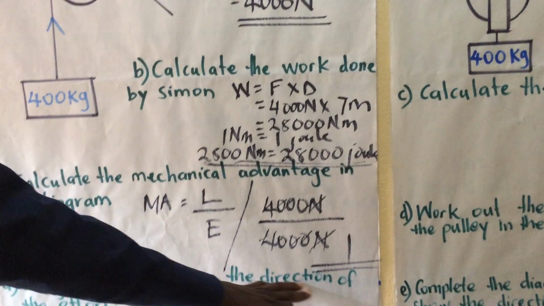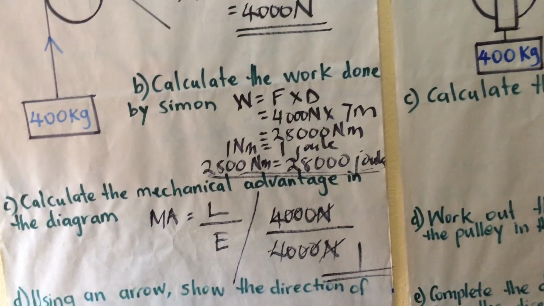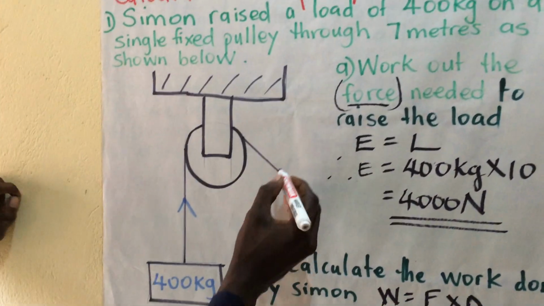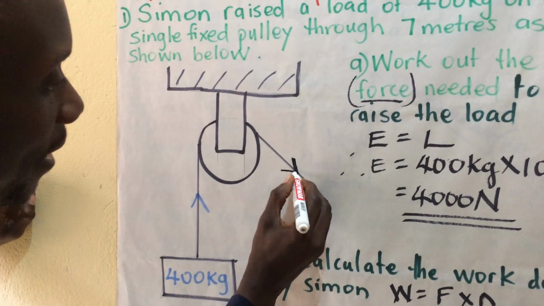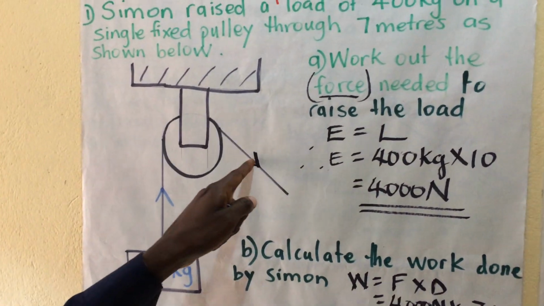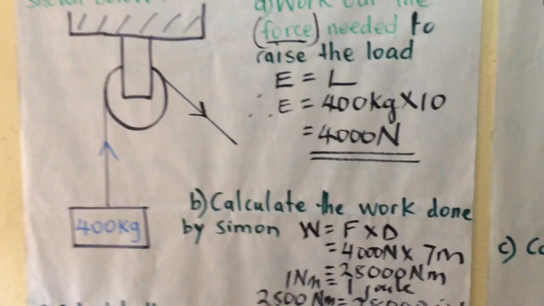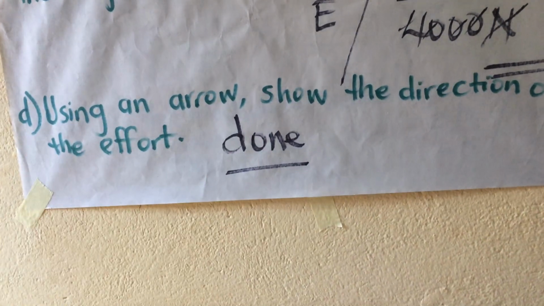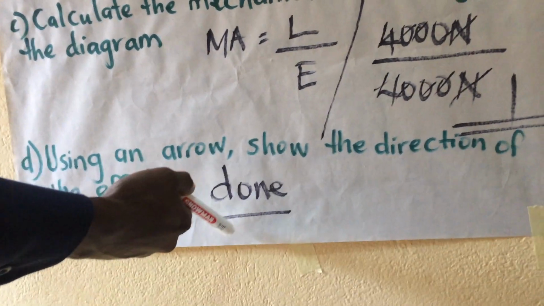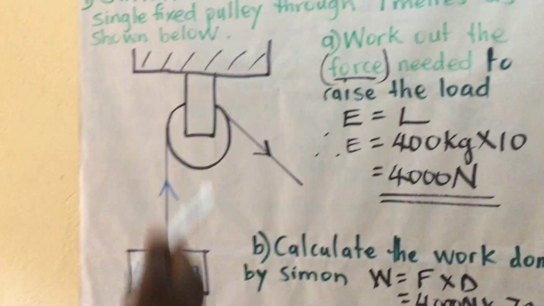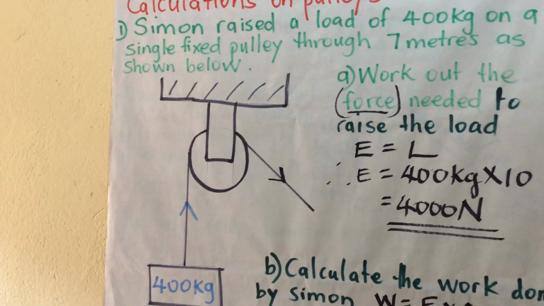Using an arrow, show the direction of the effort. If this load is moving up, where is the effort moving? The effort will be moving that side. And when you draw that arrow there, you have to indicate done, so that in case the examiner was missing to mark your number, when they see done, they will first go back and cross-check to see whether they have given a tick.